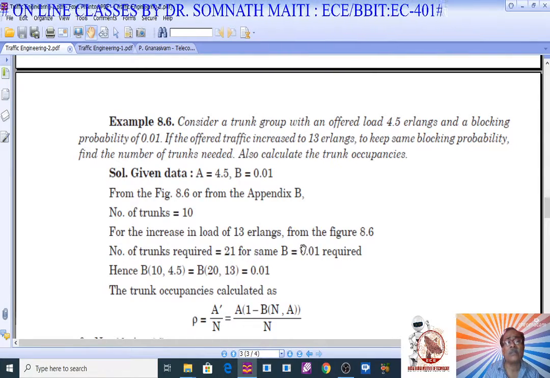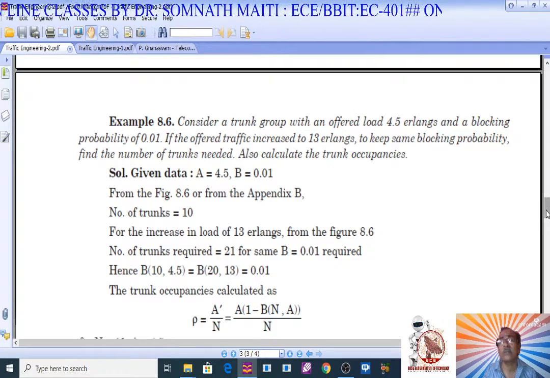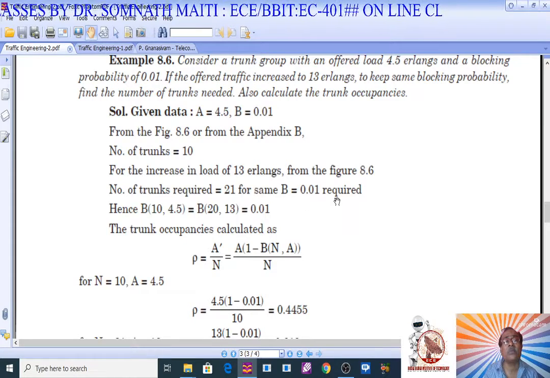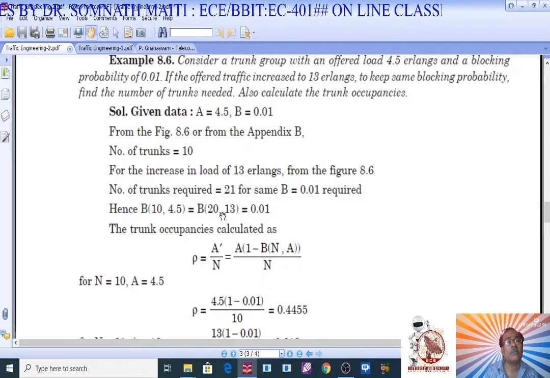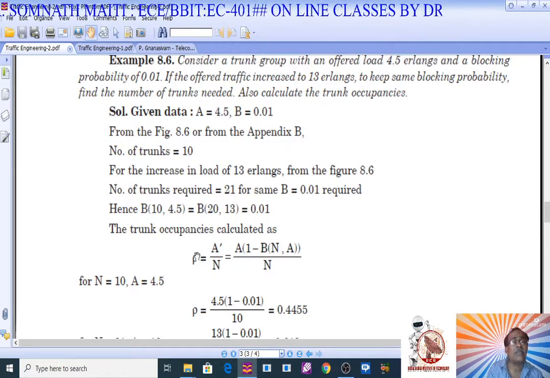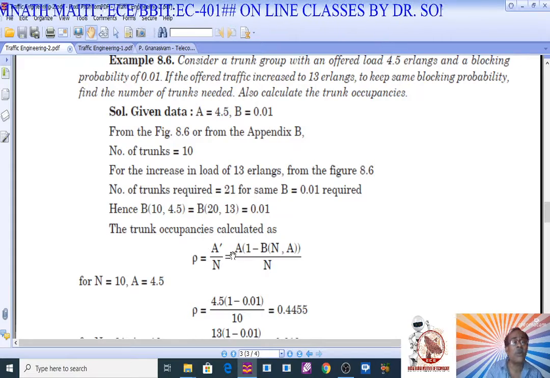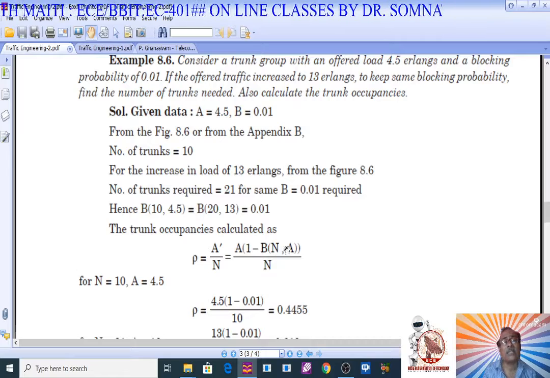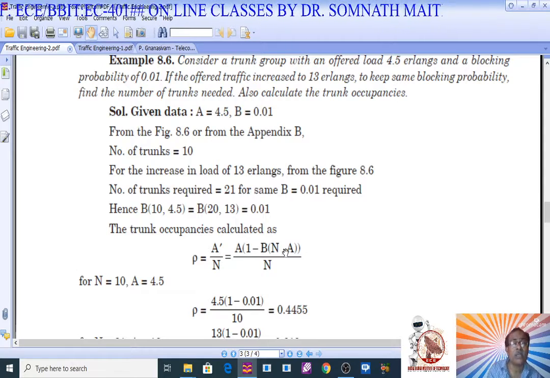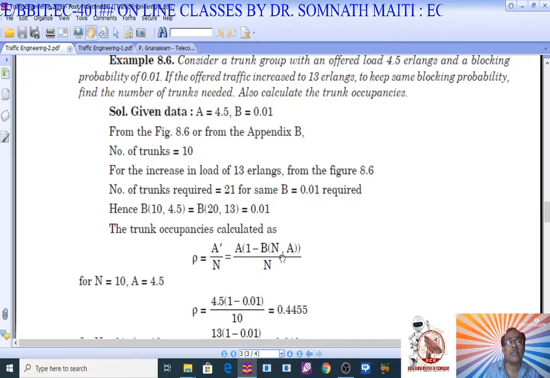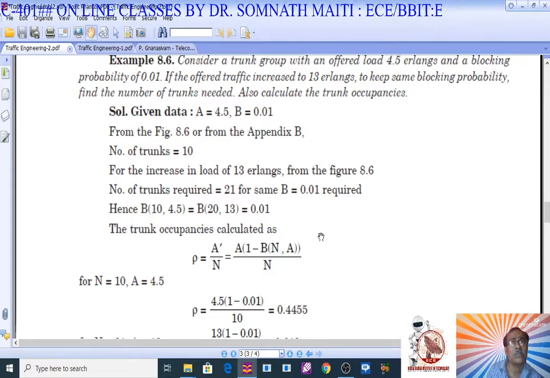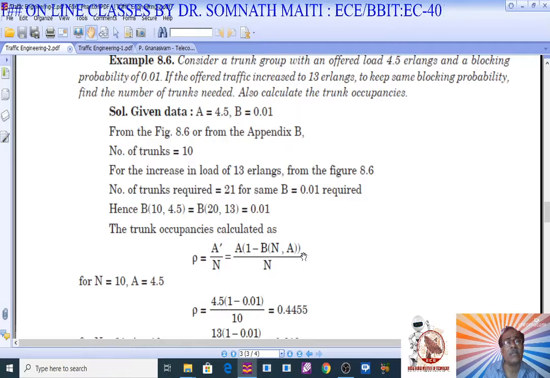Now if it is increased to 13, then the number of trunks required will be 21 for the same B of 0.01. The trunk occupancy is calculated as A dash, that is, A' equals A times (1 minus B) times n by n... Why 1 minus B? This is the blocking probability, the probability that a call is blocked. Then 1 minus this is the probability that it is occupied, so it is providing service. So A into (1 minus B), divided by n.